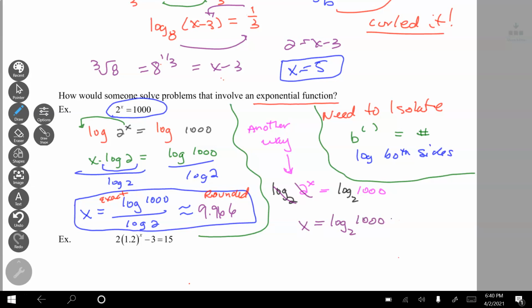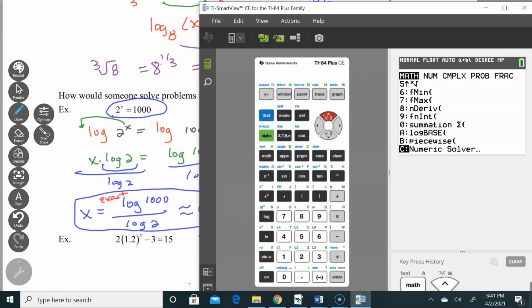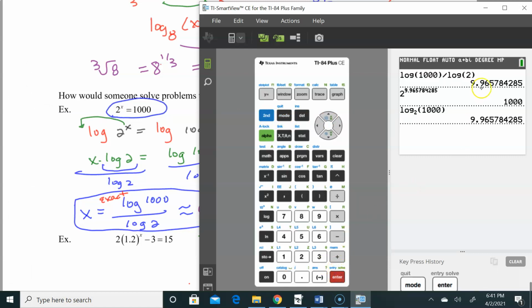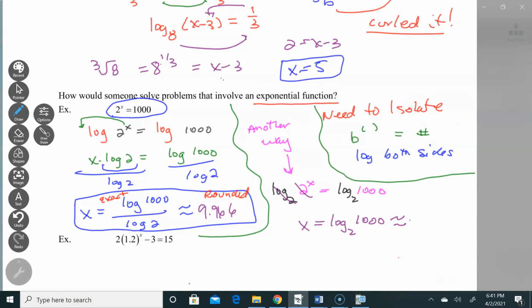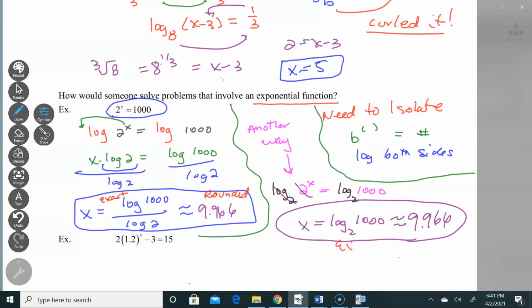I could put this into the calculator, and let's see what I get. So I go ahead and type it in my calculator using that special math key and going to letter A here. Log base 2 of 1,000, and you can see I get exactly the same result as I had before, and I should, because of that whole change of base idea that we talked about last time. And so I get 9.966. Again, log base 2 of 1,000 is my exact solution, and this 9.966 is my rounded. Okay, and sometimes I do want rounded.